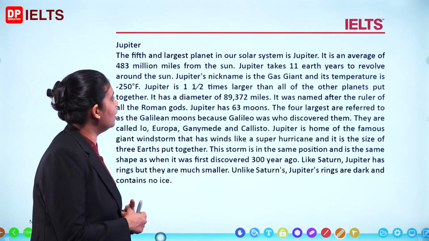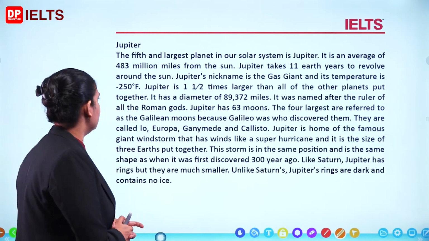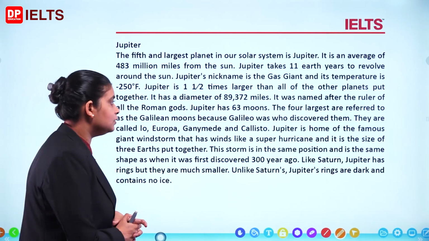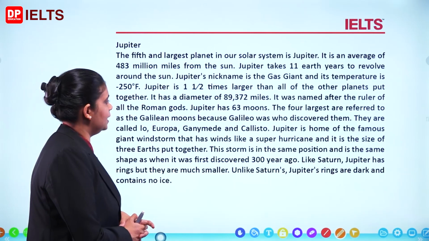Eke diameter eka awilla 89372ක් pamana wenawa miles. ඉතින් ඒක නේම් කරලා තියෙන්නේ රෝමන් වල ඉන්න ගෝඩ් කෙනෙක්ගේ පස්සේ. ජුපිටර් වල හඳවල් 63ක් තියෙනවා. Largest ඒවාට කියන්නේ Galilean moons කියලා, because Galileo තමයි ඒක discover කරේ. They are called Io, Europa, Ganymede, Callisto කියලා නම් තියෙනවා ඒ හඳවල් වලට.